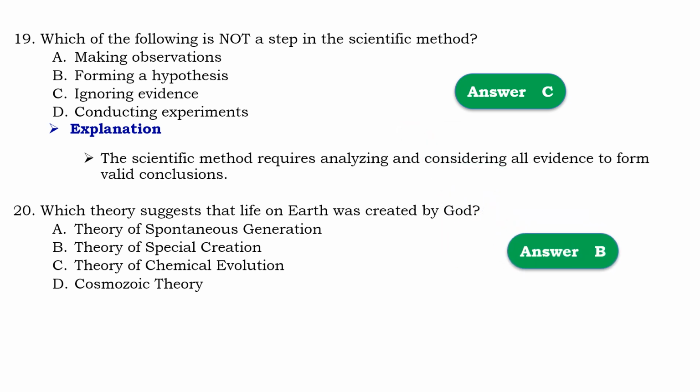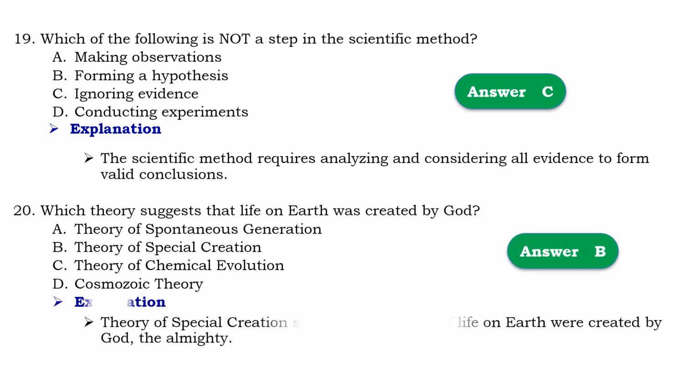So that should be B. The theory of special creations. Means that the theory of special creation says that all forms of the life on the earth were created by God, the Almighty.